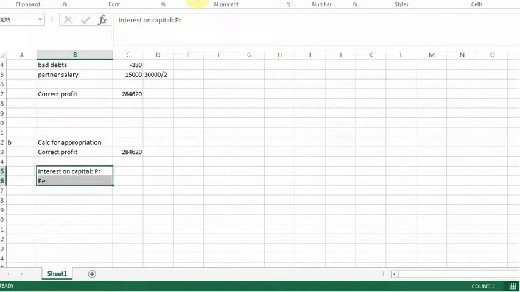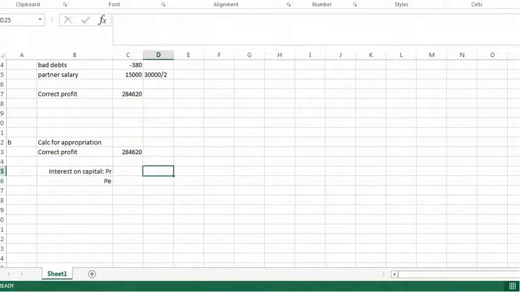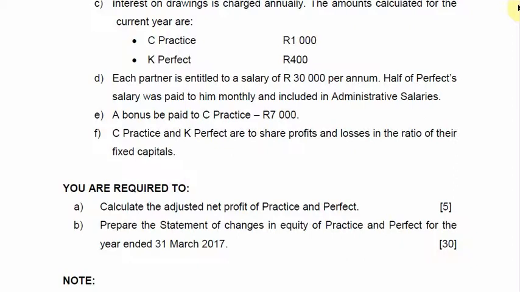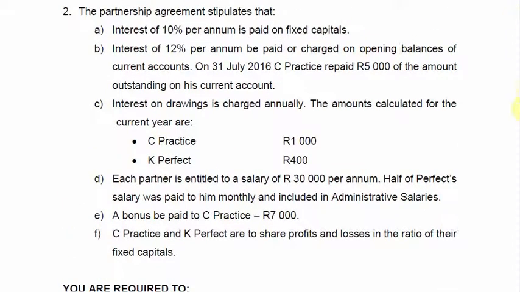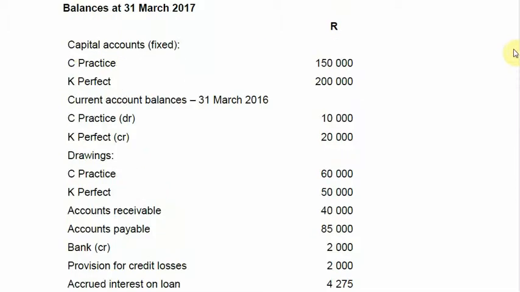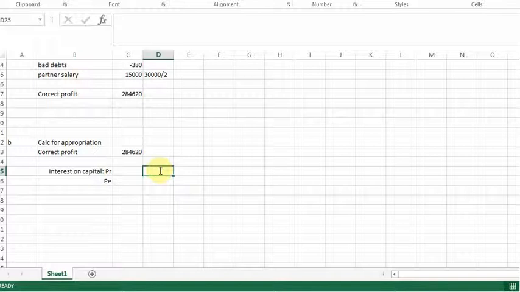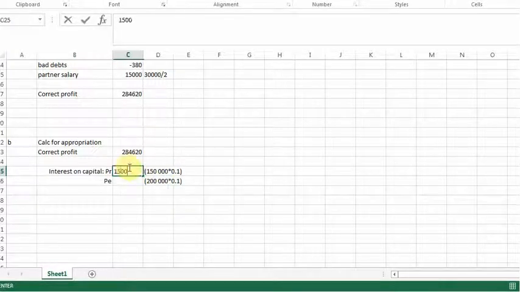So there I will then go to their capitals. The rule says that it is 10%, I believe, in note number A, 10% on fixed capital, so I will go to the capital account. I observe that it's 150,000 and 200,000 Rand respectively. So it's 150 times the 10% and 200 times the 10%. Pretty straightforward calculation there. So the answer is 15,000 and 20,000.